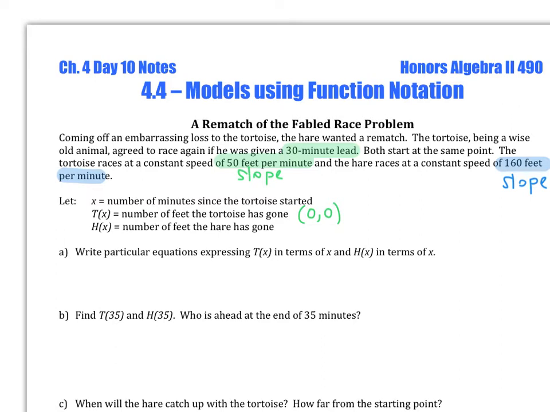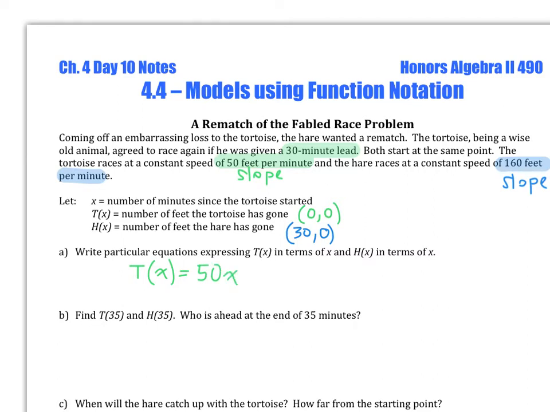The hare, he starts 30 minutes after the tortoise does. So remember, x is the number of minutes since the tortoise started. So the hare starts 30 minutes after, and they both start at the same place, so he's going to be at 0. So this should help us think about our equations. So our tortoise, in terms of x, hopefully you recognize our tortoise. We have our slope of 50 feet per minute, and then we have x, which represents the number of minutes since the tortoise started.